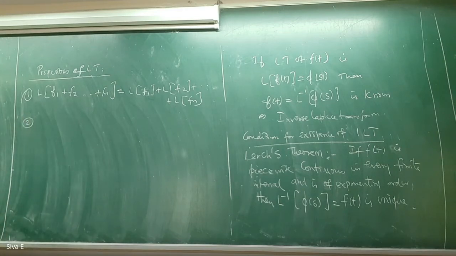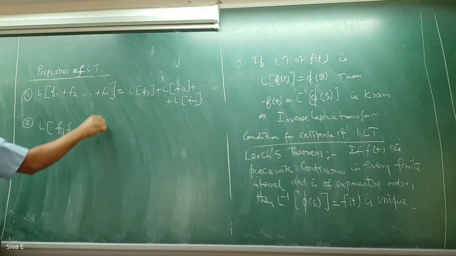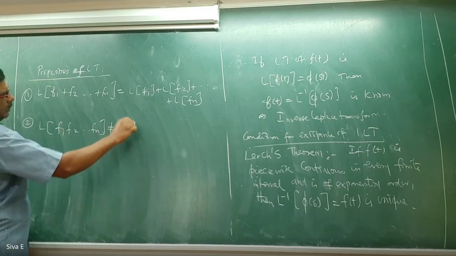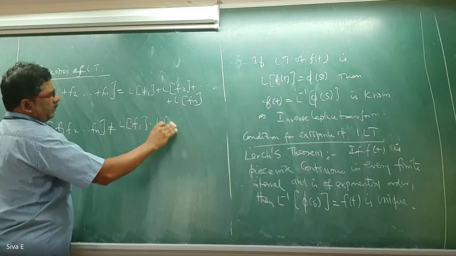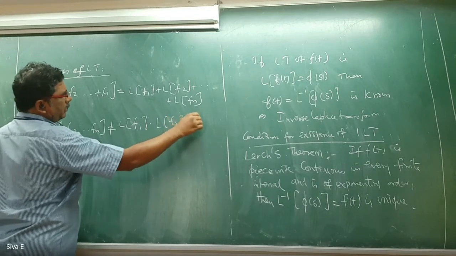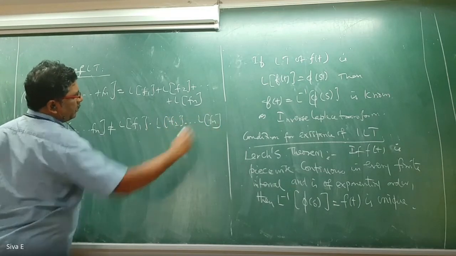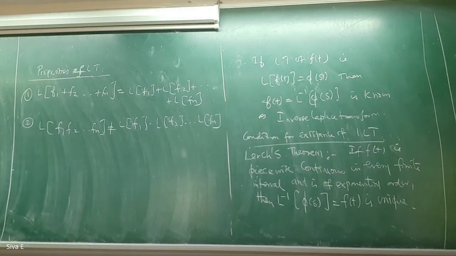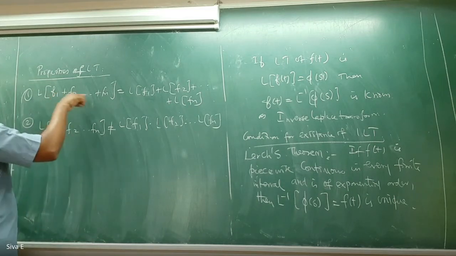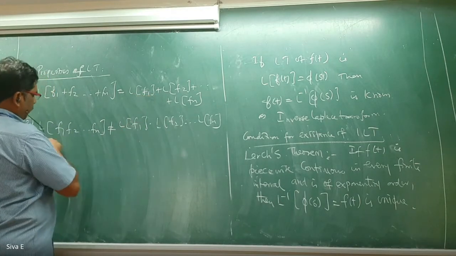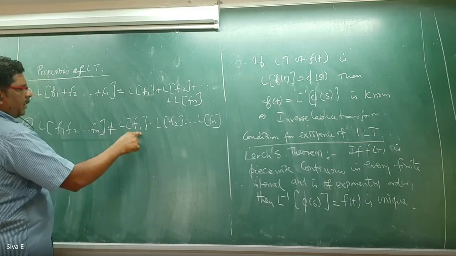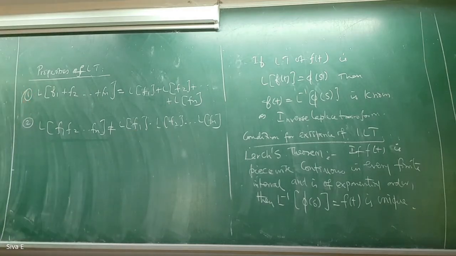And then one more thing: the Laplace transform of f1 f2 fn is not equal to the Laplace transform of f1 into the Laplace transform of f2 up to the Laplace transform of fn. Keep it in mind. Only for addition and subtraction can you write it like this. If it is multiplication, you are not able to write it as a multiplication of Laplace transforms.